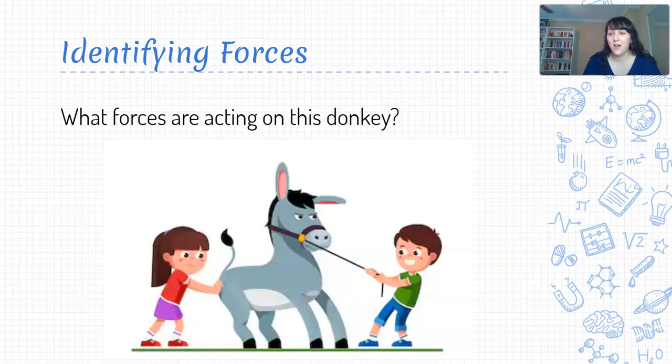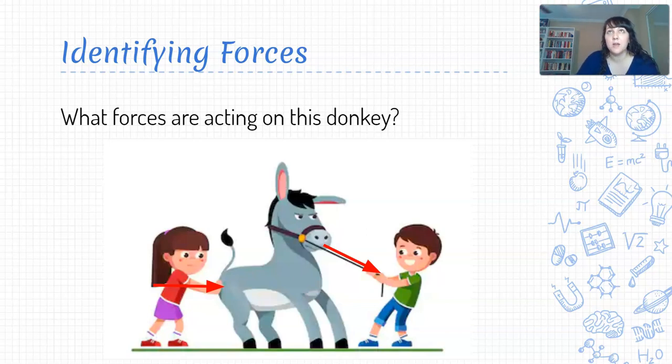Well, I identify 5 major forces that are acting on this donkey, okay? There's the force of the kid behind the donkey who's trying to push it to the right, okay? So there's this pushing force from the kid in red. We also get this pulling force from the kid in green who's pulling on the reins of the donkey, trying to pull it to the right as well. So those are a couple forces that I see right away.